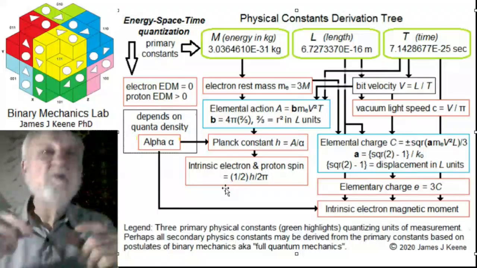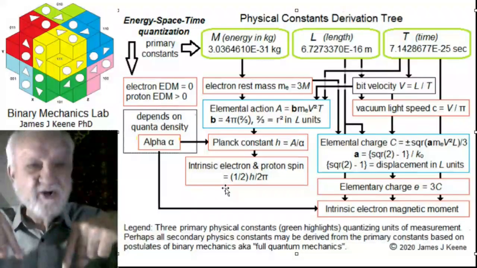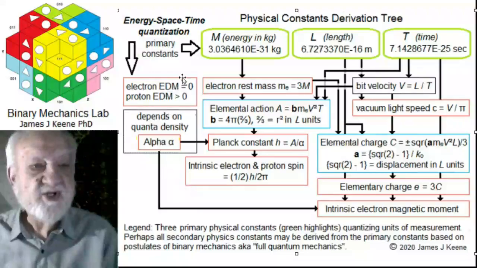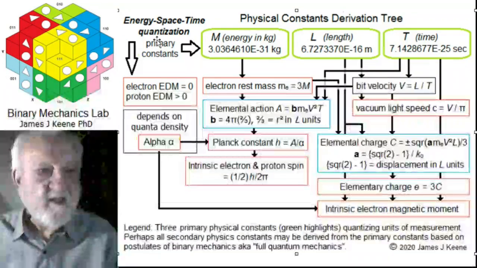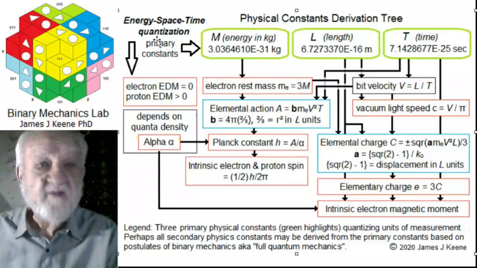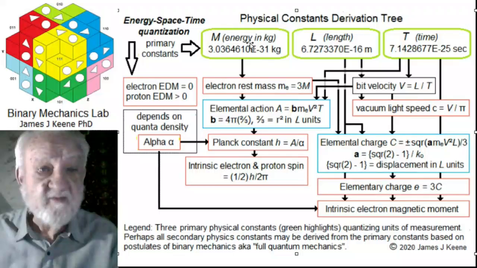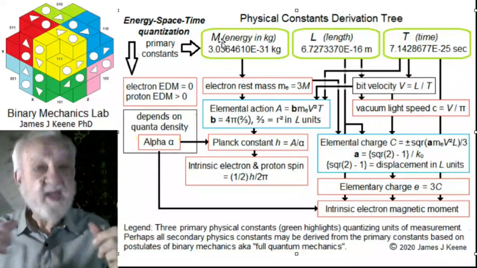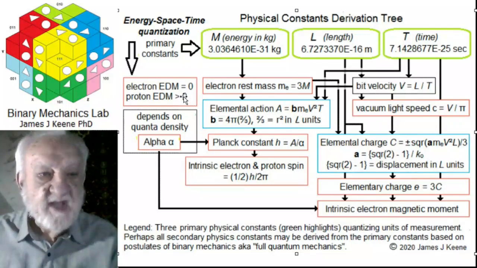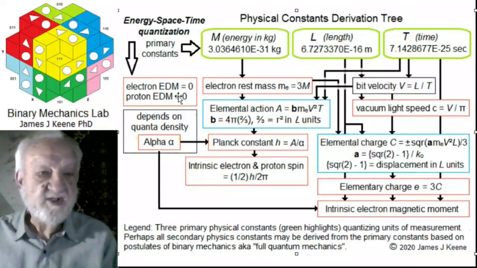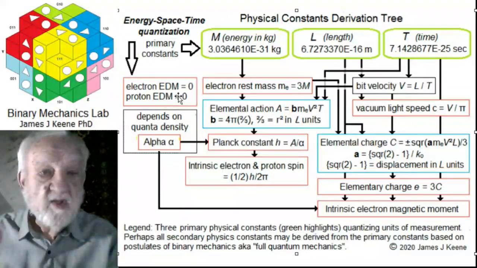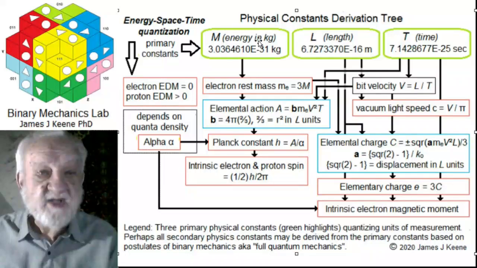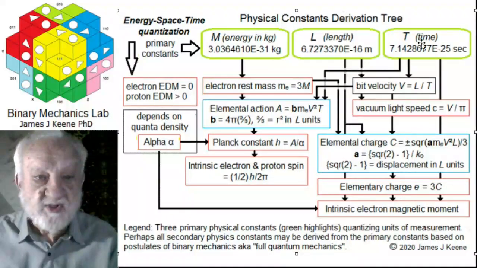Okay, put on your scuba mask because we're going to take a deep dive here. If you postulate that energy, space, and time are quantized, the next logical question is what values do they have? Say, in energy in kilograms, length in meters, and time in seconds. What values do they have? Binary mechanics takes a number of measurements in physics and has derived all of these values based upon these three, what I call primary constants. What are those values that we've derived?